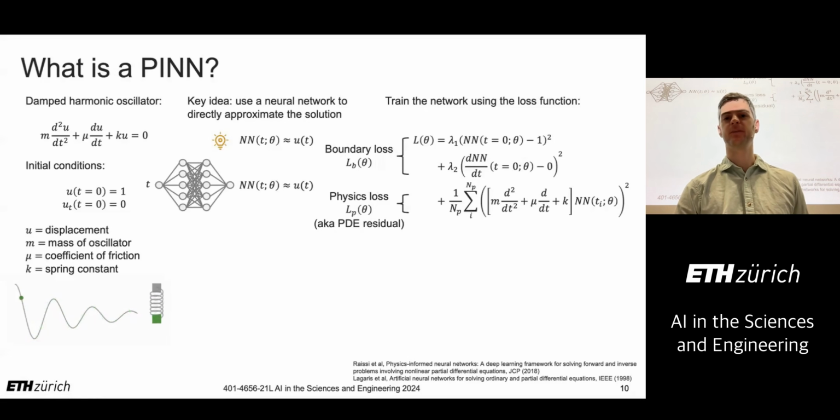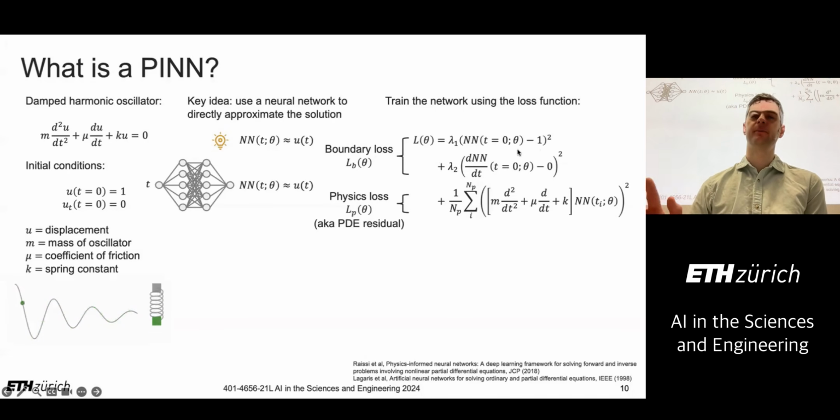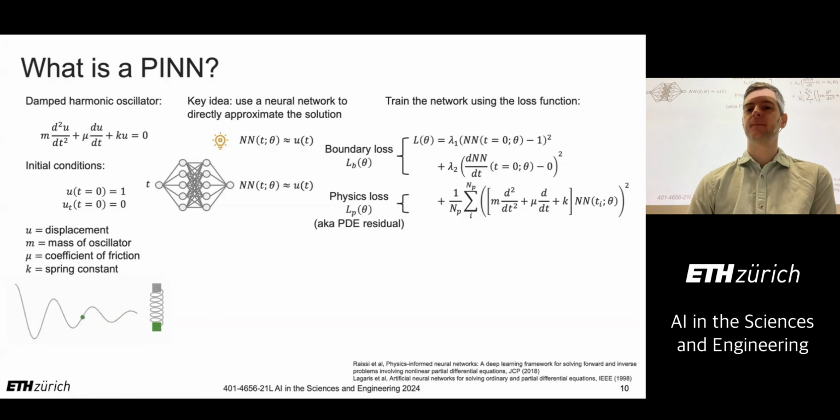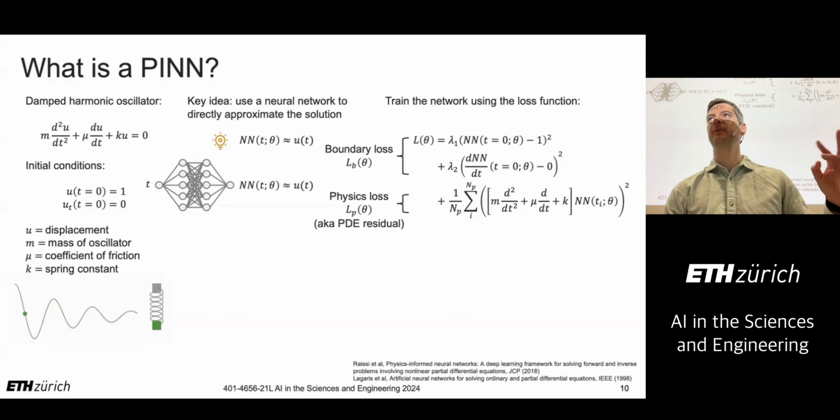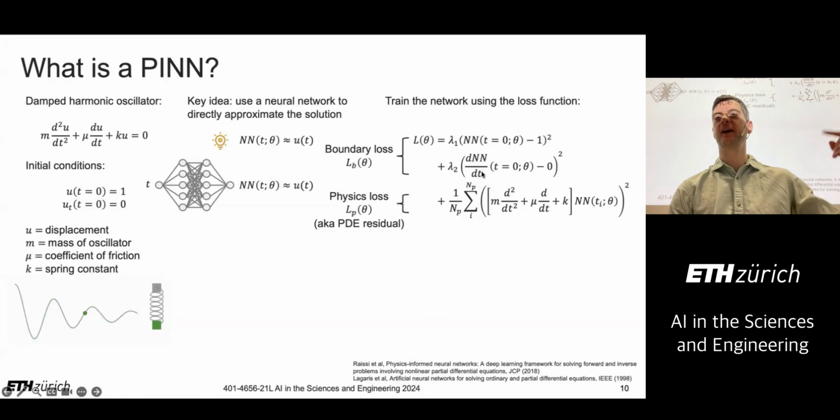And it's very simple. What we're saying with the boundary loss is that the neural network should match whatever our initial conditions are. This boundary loss has two terms. Let's take the first term. It says that the output of the neural network at t equals 0 should just equal 1. That's exactly saying this initial condition, the displacement starts at 1. The second term in the boundary loss says that the derivative of the network with respect to t should equal 0. And again, that's just saying that the velocity should equal 0. That's our initial condition.